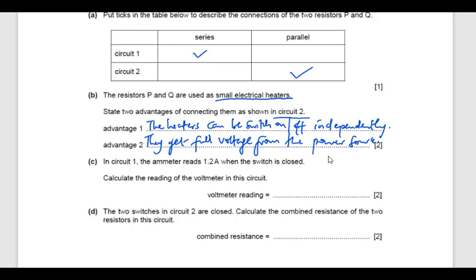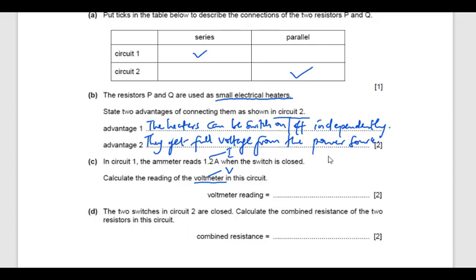I think that's straightforward. In circuit 1, the ammeter reads 1.2 ampere when the switch is closed. Calculate the reading of the voltmeter. Okay, we are given I and we are asked to calculate V, the reading of the voltmeter in circuit 1.